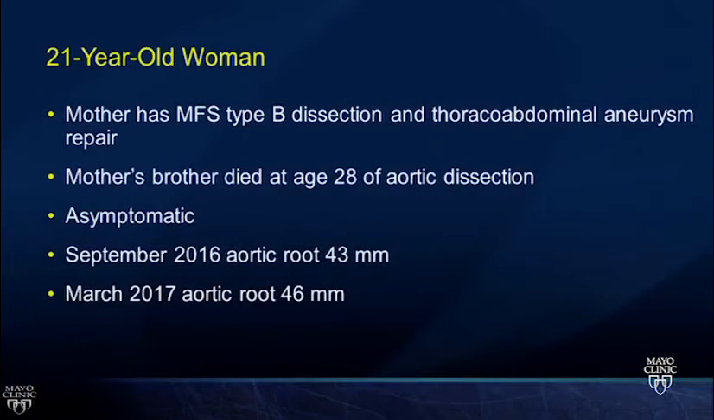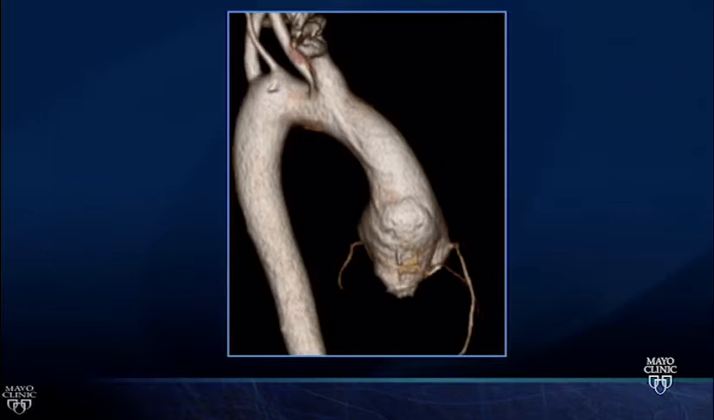So the first one is a 20-year-old woman who has MFS, type B dissection, and thoracoabdominal aneurysm repair. The mother's brother died at age 28 from an aortic dissection. The patient is asymptomatic. In September of 2016, the aortic root measured 43. In March of 2017, the aortic root now measures 46. It looks like this.